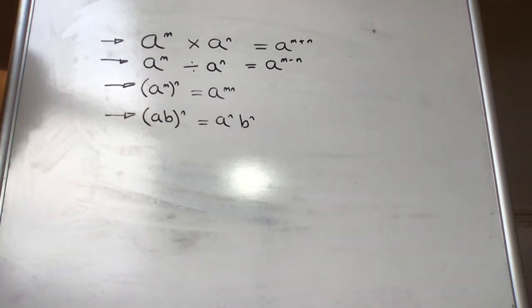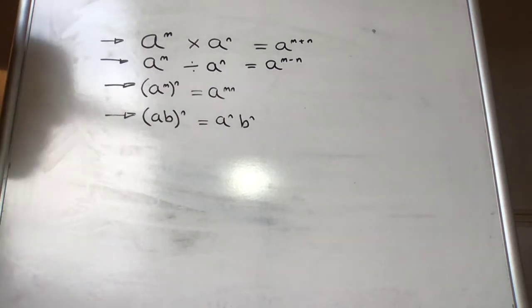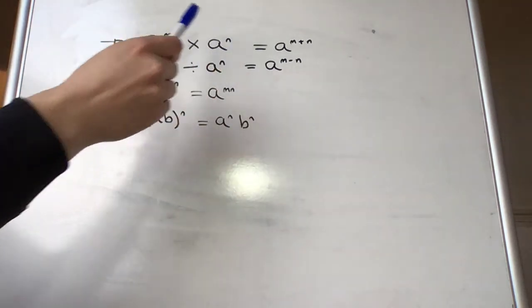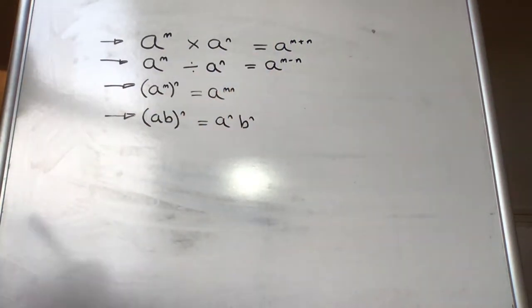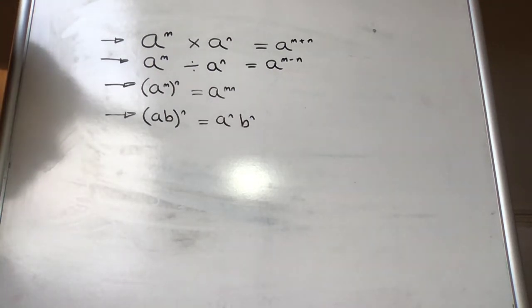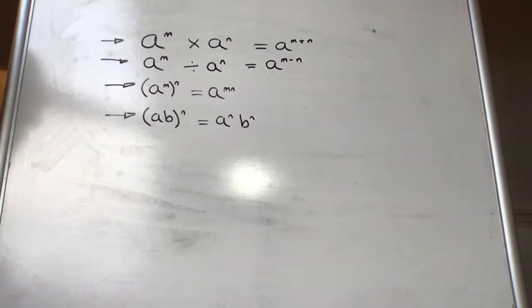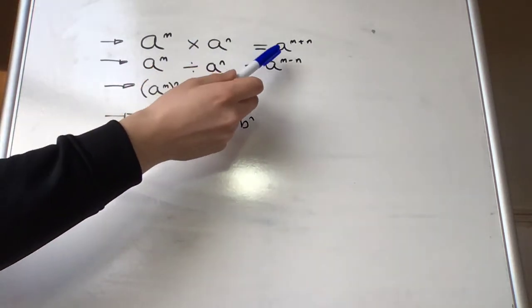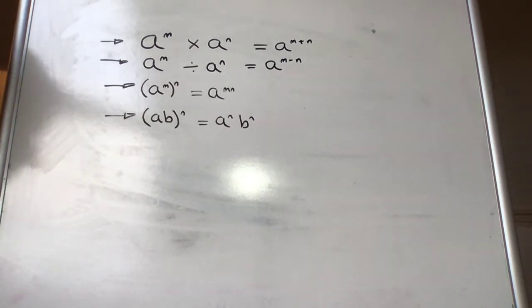When you have two powers that are multiplied together, you just add up their powers. So it'd be a to the power of m plus n. If you divide two numbers that have been raised to different powers, so a to the power of m divided by a to the power of n, then you just do the opposite. You subtract, so it'd be a to the power of m minus n.